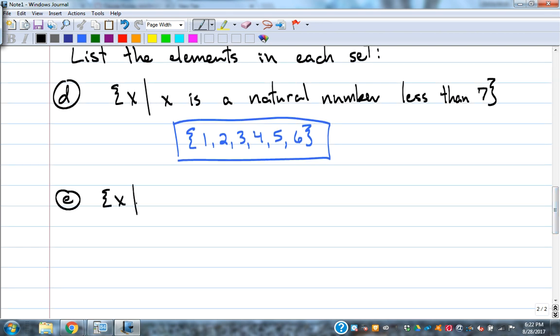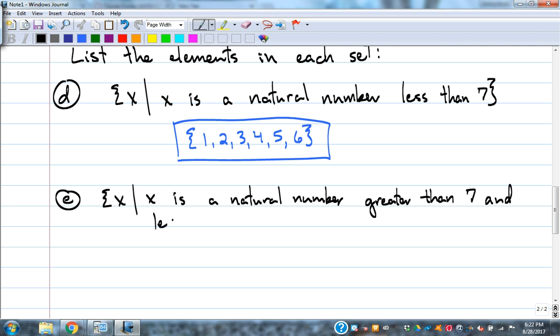Let's do one more of those. Curly braces X such that X is a natural number greater than 7 and less than 14.